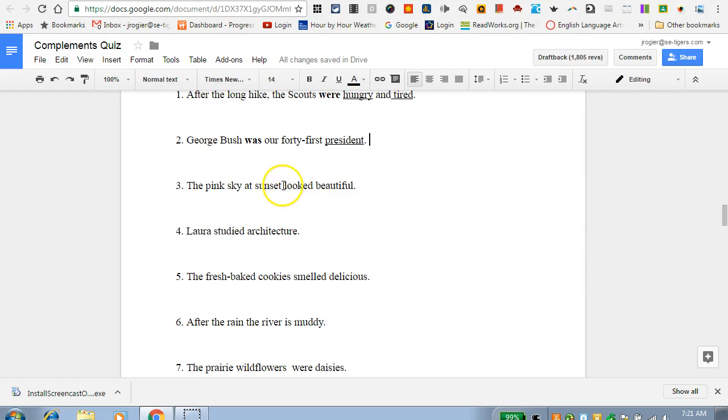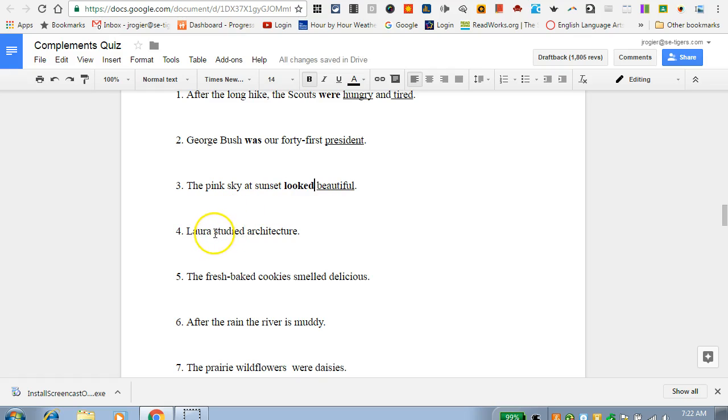Number 3, looked is our linking verb. How did it look? It was beautiful. And so that is a predicate adjective because it's describing how the sky looked. Remember that equal sign. You can take that out. Sky equals beautiful. And then you know you have your linking verb. We talked about that in class.